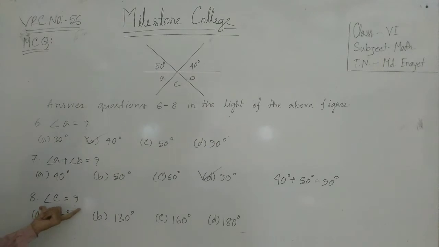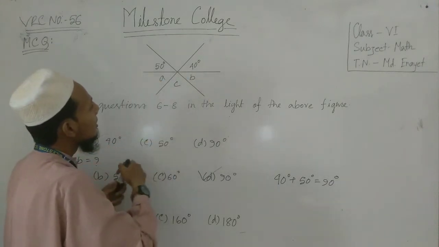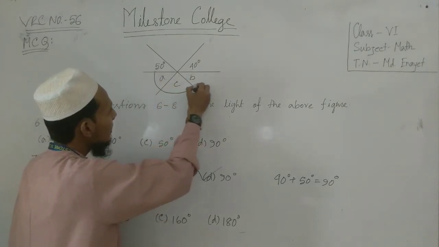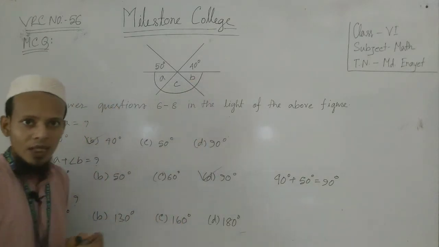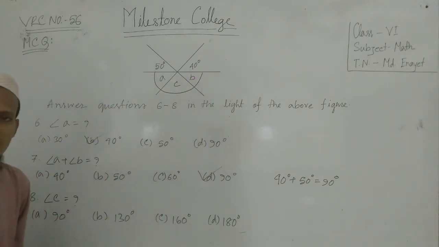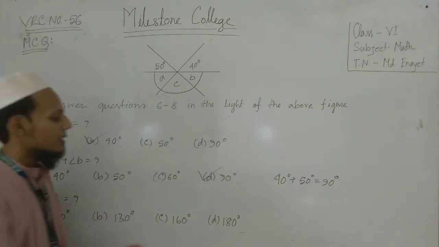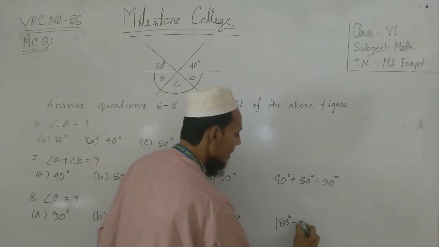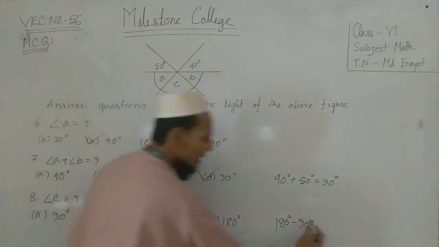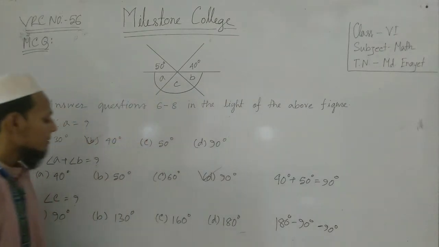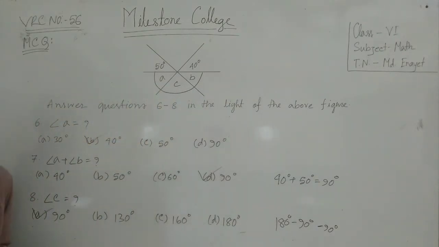Last question, angle C equals what? My dear students, from the figure you can see this is a straight line. So, the sum of all these three angles is 180 degree, because the measurement of a straight angle is 180 degree. So, if we subtract the sum of A and B from 180 degree, then we will get the measurement of angle C, that is 180 degree minus 90 degree. So, it will be 90 degree. So, option A is correct for question number 8. I hope all of you have understood all these questions.